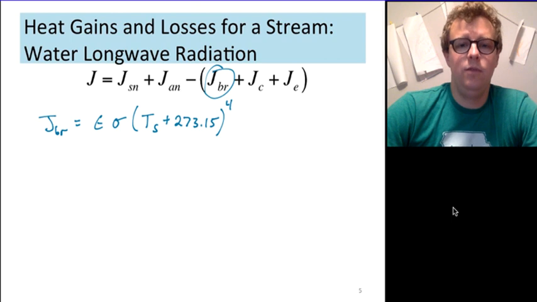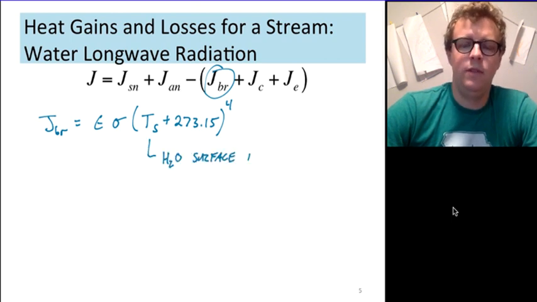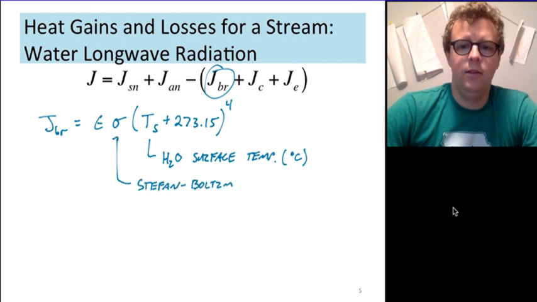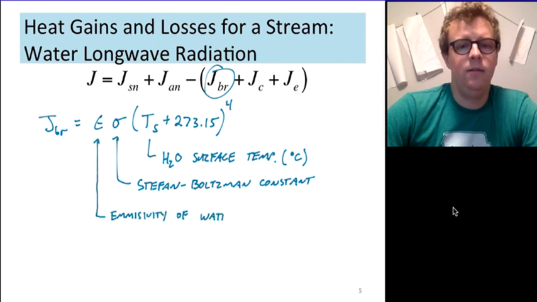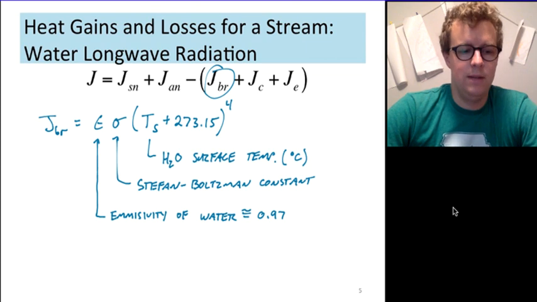Again, you can see that formulation looks incredibly similar. You've got your surface temperature for water. You've got your Stefan-Boltzmann coefficient, or constant. And this epsilon out front is the emissivity of water. And we're going to typically take a value of about 0.97. So this has to do with the ability of water to transmit its heat back to the atmosphere. So this term's not too bad.